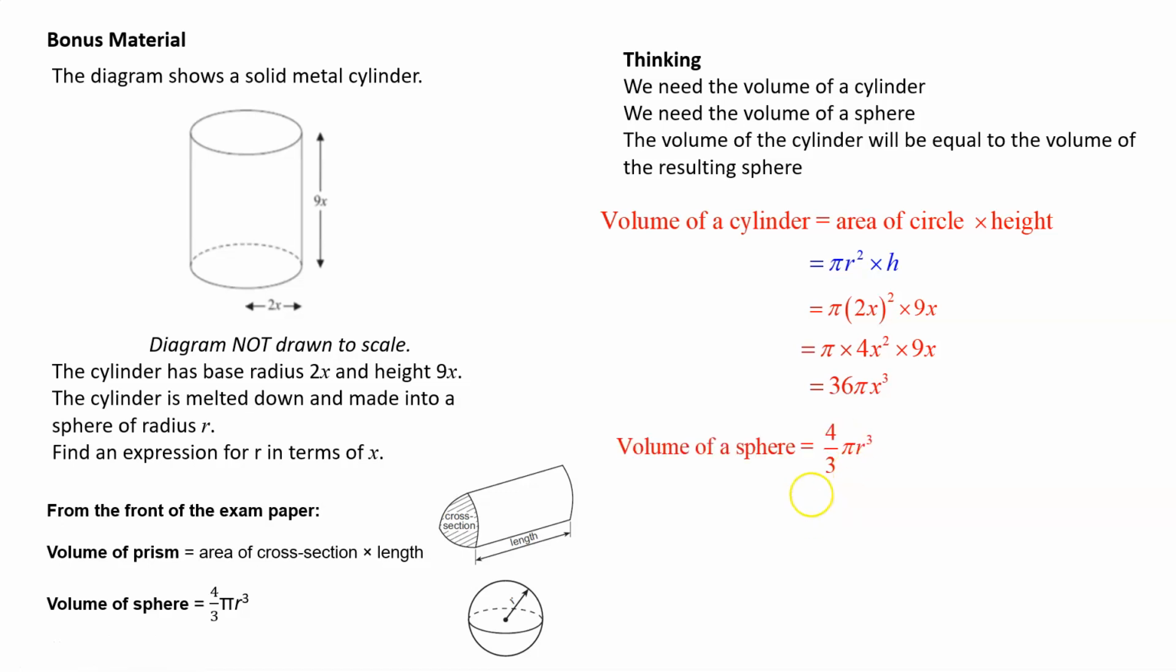The volume of a sphere is 4/3 pi r cubed from the front of the exam paper. So we need to put that equal to 36 pi x cubed. And you can see there's a pi on both sides, so we can divide through by pi. And then if we multiply both sides by 3/4 to get rid of the fraction, we'll get r cubed is 3/4 times 36x cubed, giving us 27x cubed. I can take the cube root of that, so r would be 3x. There's no units given, so we can leave the units out.